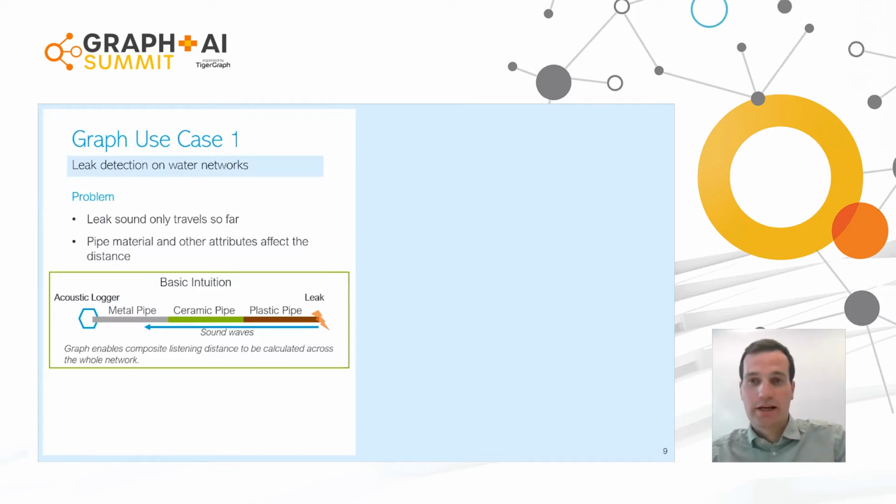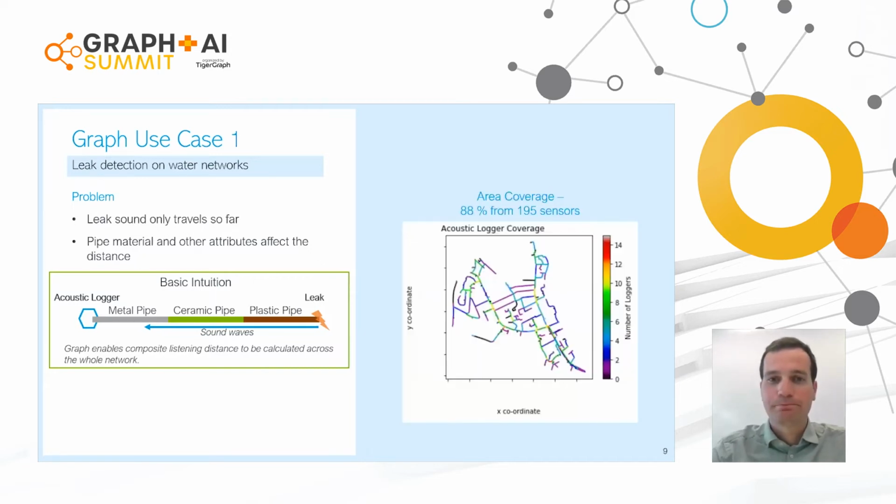But the basic intuition here is shown on the slide. You've got an acoustic logger on the left there. You've got a section of pipe. Over the years, we'll have cut into that pipe and replaced it with new materials as we found and repaired leaks over hundreds of years. And so you don't often get a long straight of a single type of pipe. And on the right-hand side, you've got an actual leak itself, and sound will travel from the leak to the logger. That's the aim, anyway. And so using graph technology, we can determine the composite listening distance depending on all those different types of pipe in between the leak and the logger to understand our coverage.